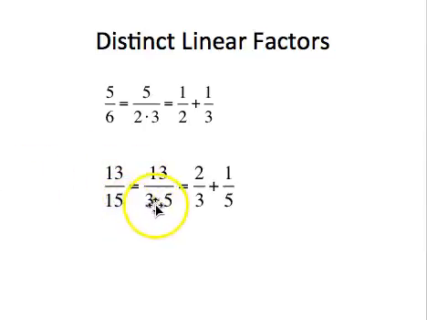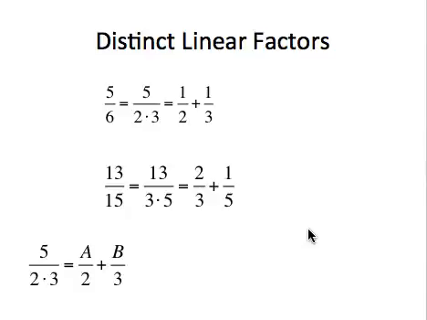Similarly, 13/15, we look at 15, distinct linear factors. 3 is a factor, 5 is a factor, they are different. If I want to come up with a fraction with a denominator of 15 using one denominator of 3 and another denominator of 5, I will do that. So we have taken this 13/15 and broken it up into a sum of two fractions with differing denominators. That, in essence, is our process for doing partial fraction expansion. And this is how it works.